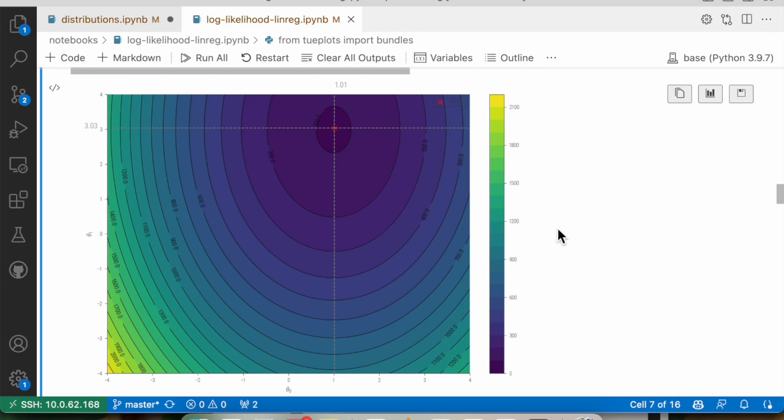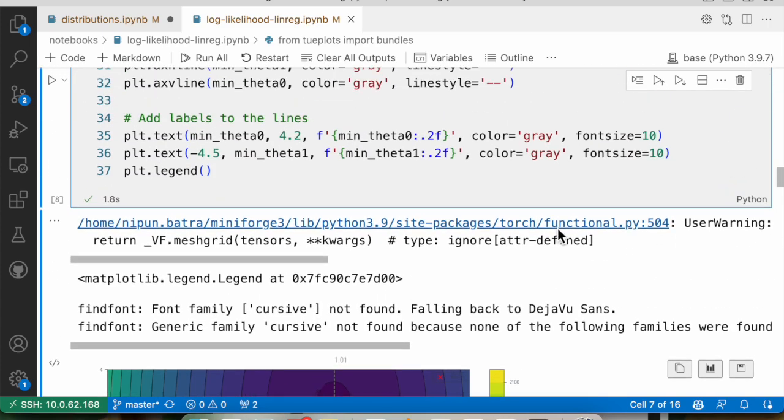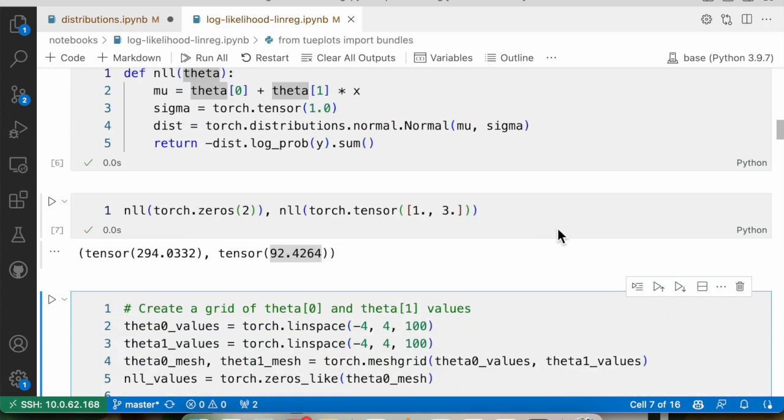And it turns out that the optimal value of negative log likelihood is theta naught equal to 1.01 and theta 1 equal to 3.03. So not exactly 1 and 3, slightly different, and the best objective is also slightly different, not exactly what we'd get at 1, comma 3.